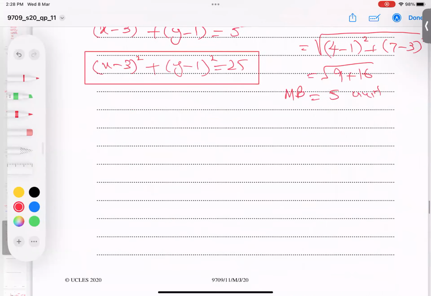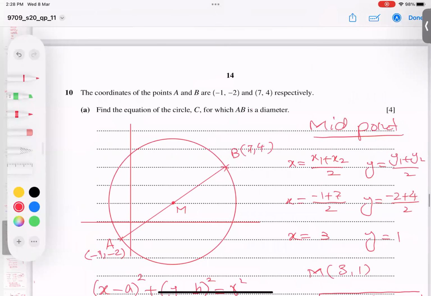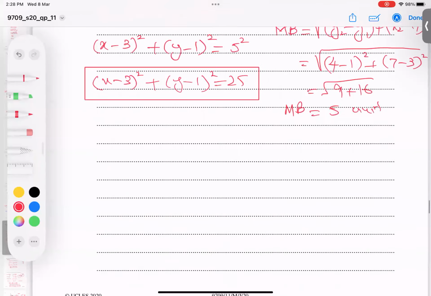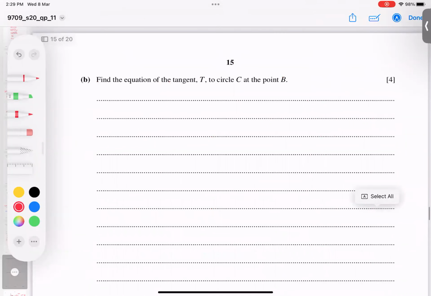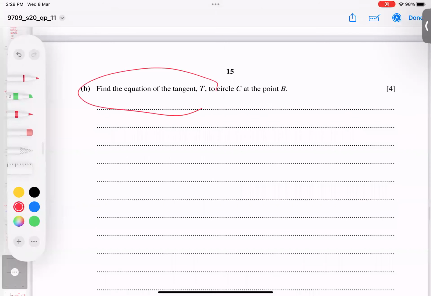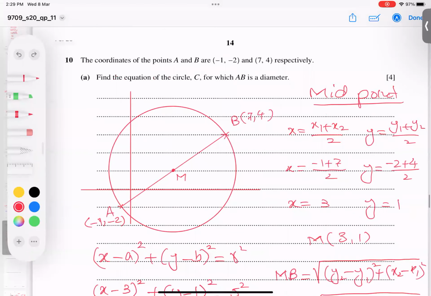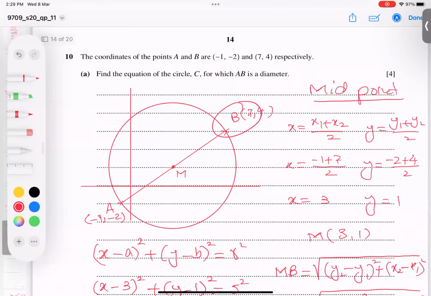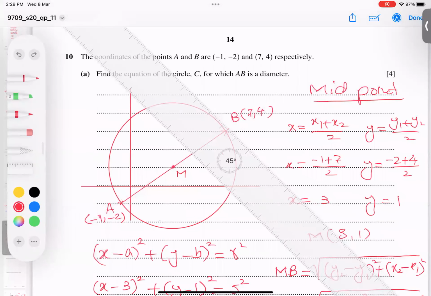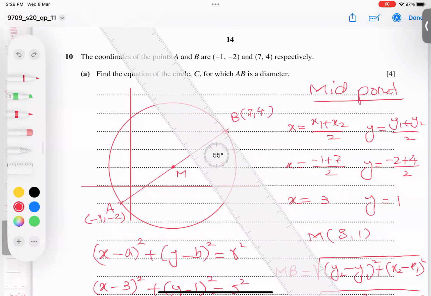Let's talk about the next part. He said find the equation of the circle; that's done. The second part: find the equation of the tangent to the circle at B. Where is B? Come back to the diagram. B is here. It means I will take a ruler and draw a tangent at B, and I believe it is nothing hard for you.